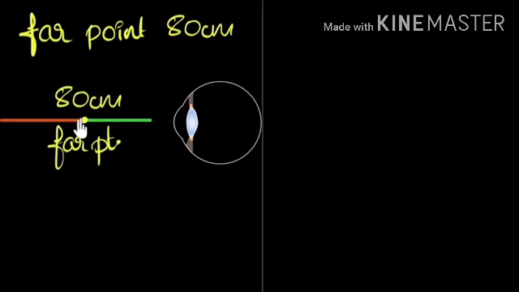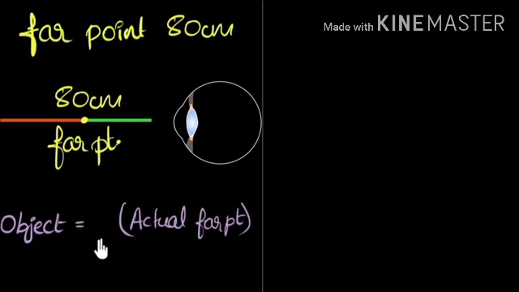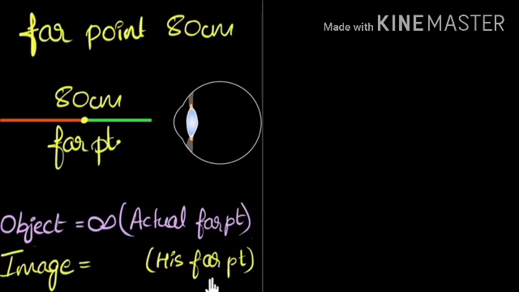This means that the person cannot see anything farther than 80 centimeters because it's the far point, but he can see closer than 80 centimeters. So how do I figure out what is the nature and the power of the glass required? Again, we don't have to remember anything. We can just think of it logically. Our glass should be in such a way that if an object is kept at his actual far point, because we are correcting for his far point, remember, at his actual far point, what is the actual far point? Infinity. Then its image should be formed at his far point.